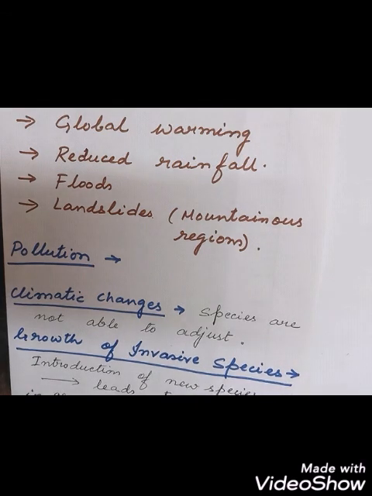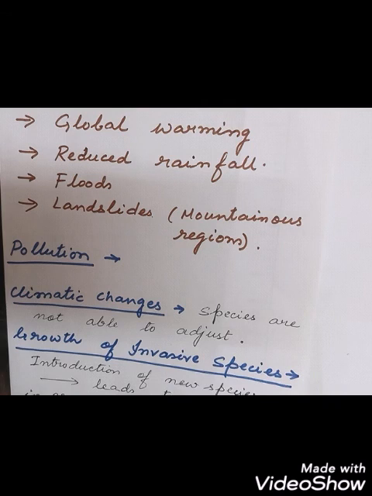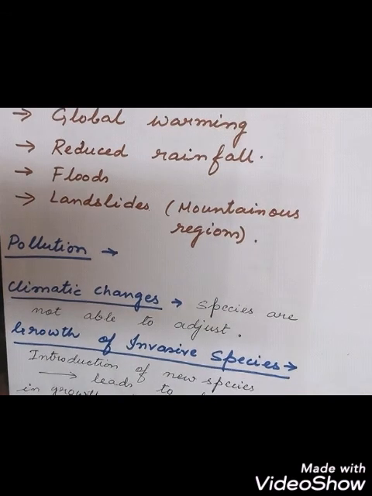Next point is climatic changes. The natural and human activities have changed the global climate. As you all know, just now I told about global warming. So species who are not able to adjust with the climatic change, they become what? Extinct. So there is a loss of biodiversity, because the species cannot adjust themselves with the change in the climate in their habitat.